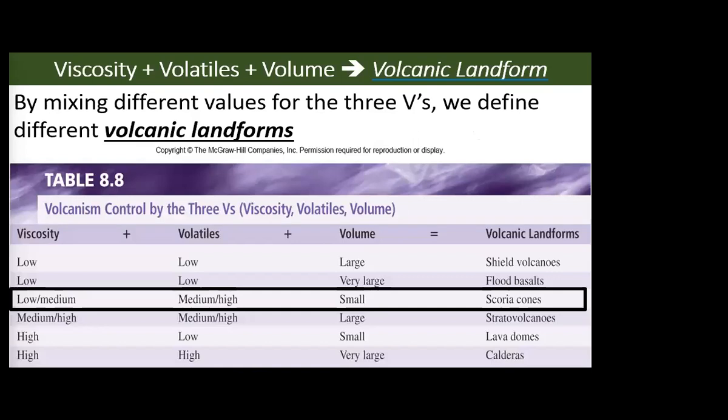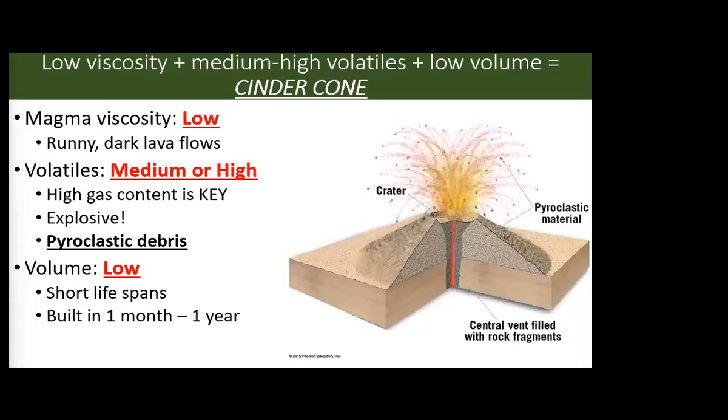All right, so let's talk about scoria cones or cinder cones. These are really interesting, really cool volcanic landforms. They're considered a volcano itself, but they're really small. They form really rapidly. They're pretty explosive, and they have really short lifespans. Just to create a few hundred meters high cinder cone, it only takes a month to a year. Really short period of time.